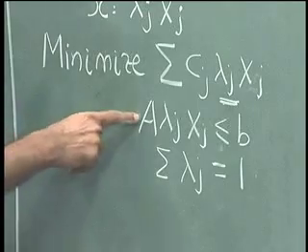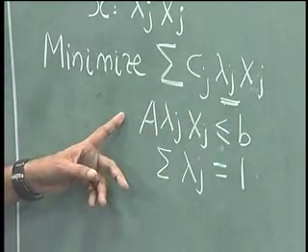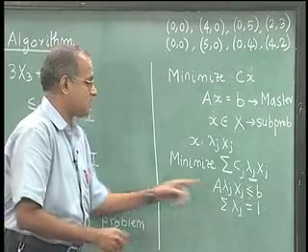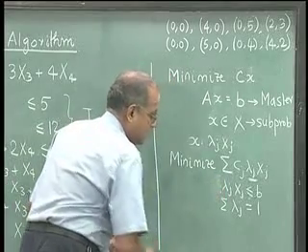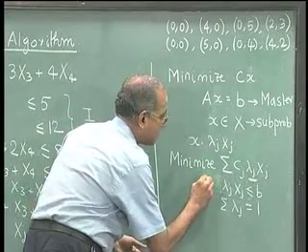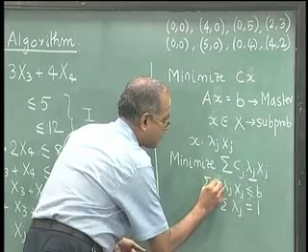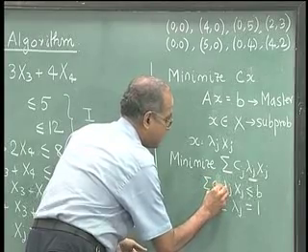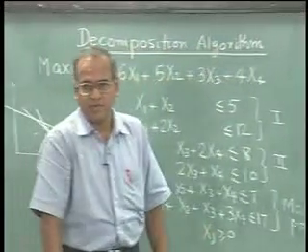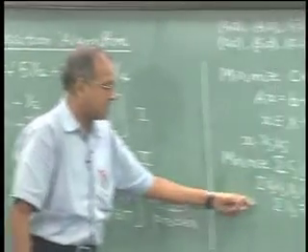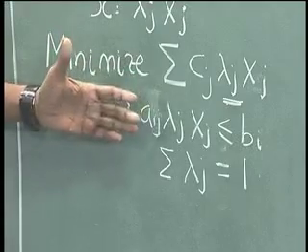Now, this one I have written in a certain form. We may put a summation here, in which case we can put sigma aij lambda j x j is equal to bi. We can put it that way. We can either write it as individual constraints or keep the whole thing as a vector.